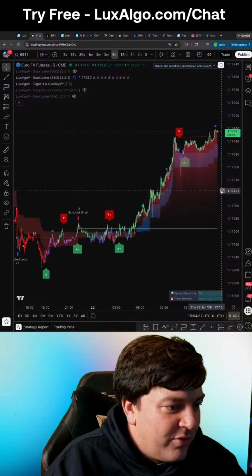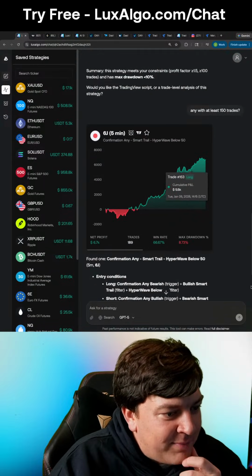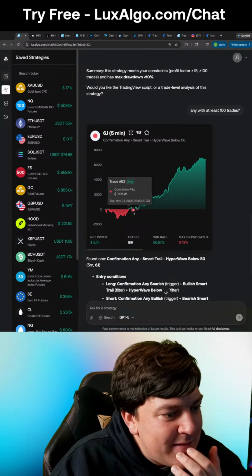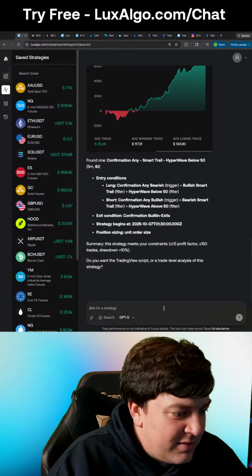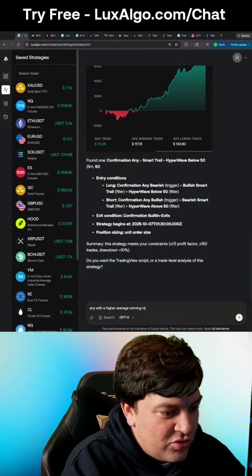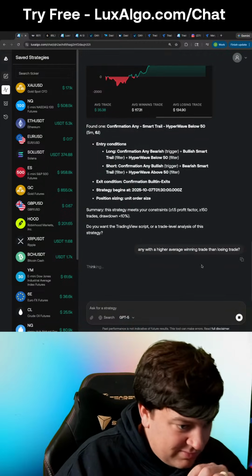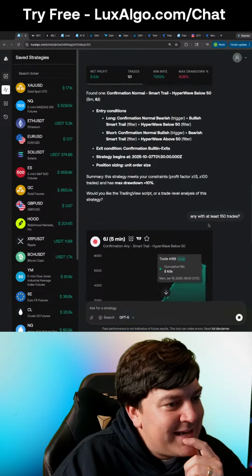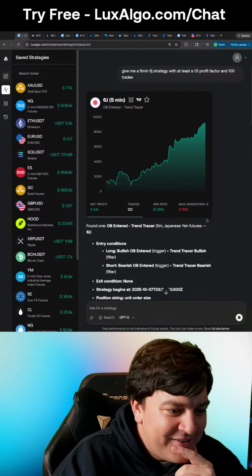This one isn't terrible. I just, the recent movement that the euro has had, I'm not a fan of. There we go. This one's trading okay in this current market. Let me see. Any with a higher average winning trade than losing trade. Let's see. We can get real into the... I mean, that one's pretty good.